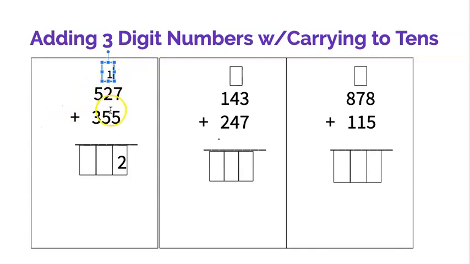We add that first. 2 plus 1 is 3. And then, because we have to add those, 2 plus 1 is 3, plus 5 is 8.